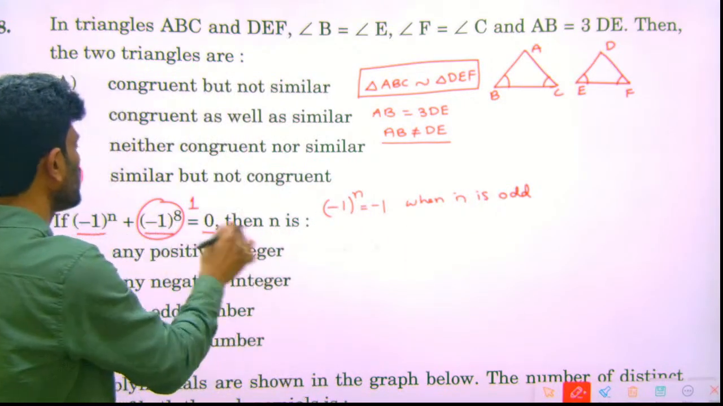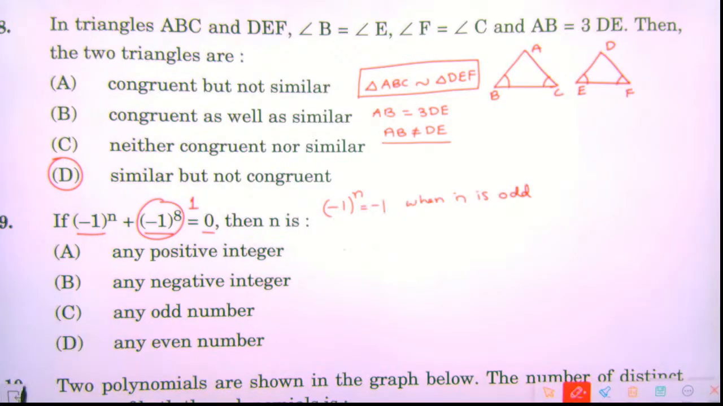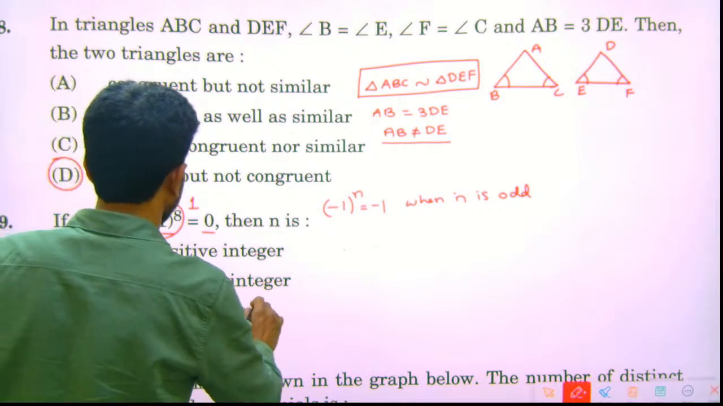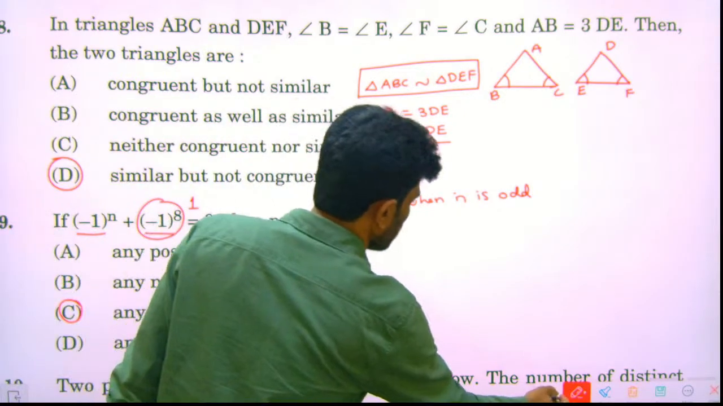If it is minus 1, then the overall result will be 0. So what is the answer? Option C. Ninth one, option C. Option C is correct.